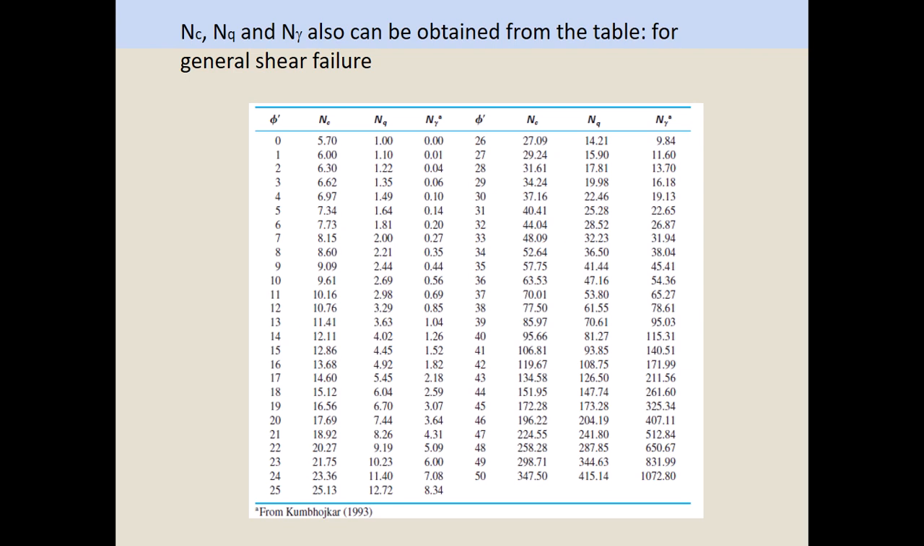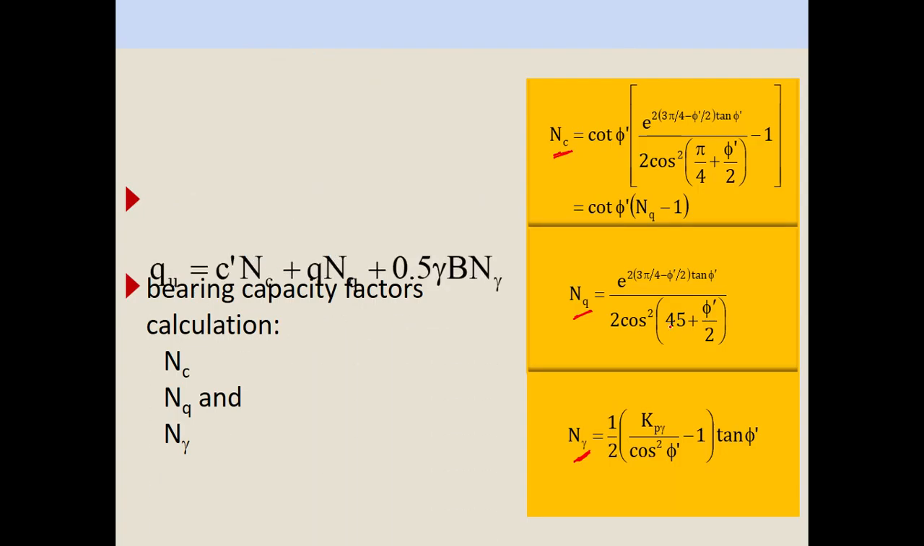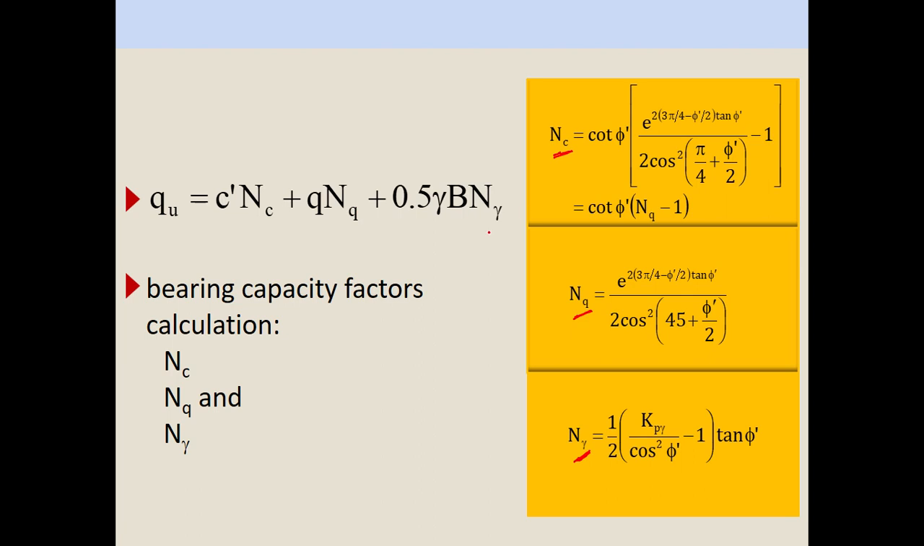For example here, if the soil has a friction angle of 20, then NC equals 17.69, NQ is 7.44, and N gamma is 3.64. So now you know what NC, NQ, and N gamma are from this equation.